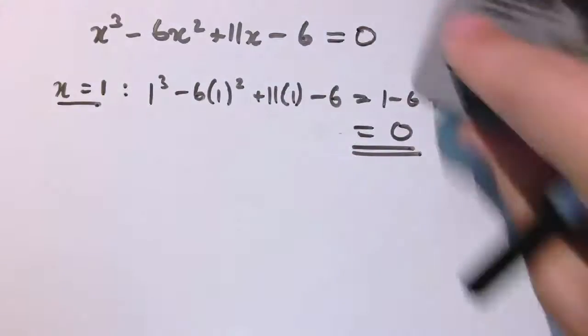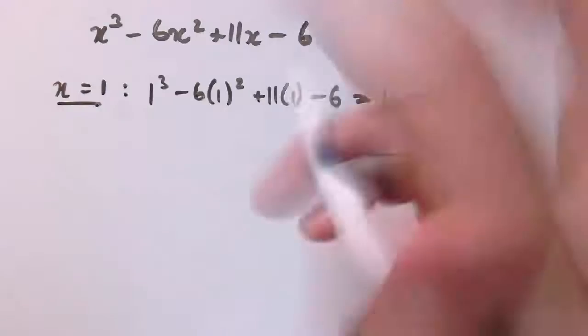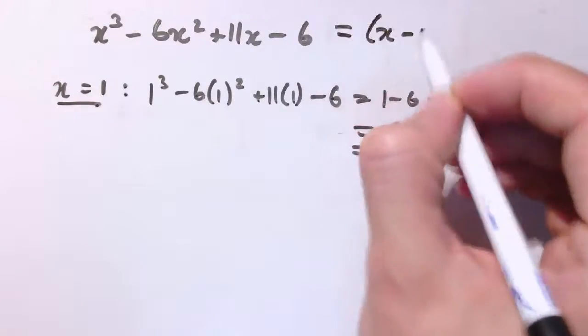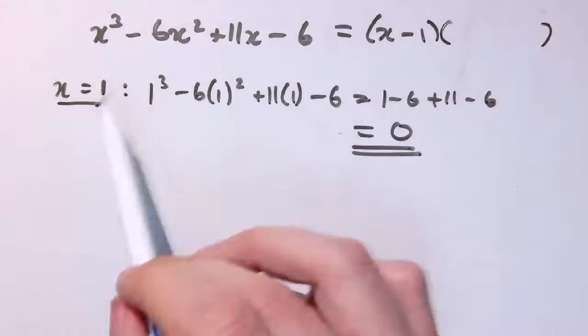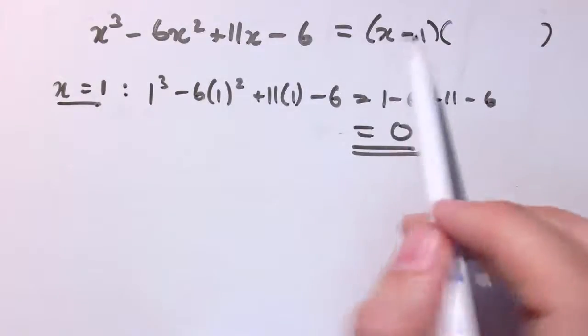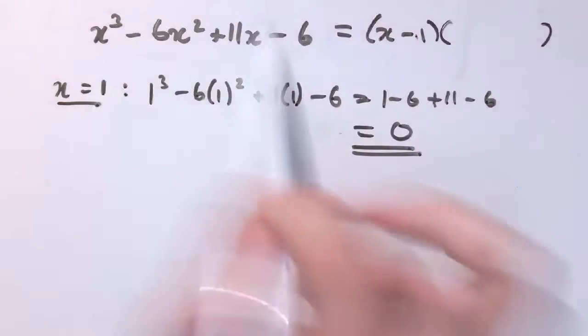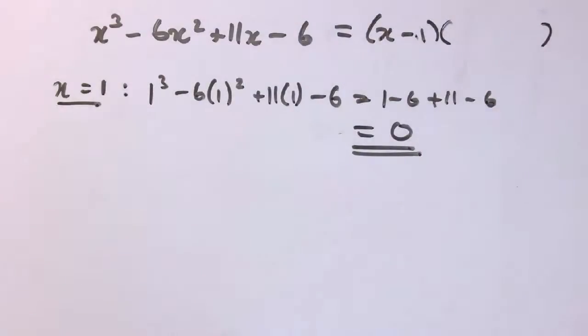So what that means is that this expression must have x minus 1 as a factor. It's going to be x minus 1 times something. And when I put x equals 1 here, I get 0, so it's 0 times something, so that's the same as all of this, which is 0. Okay, so it makes sense.